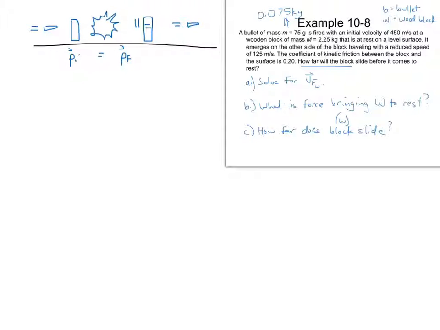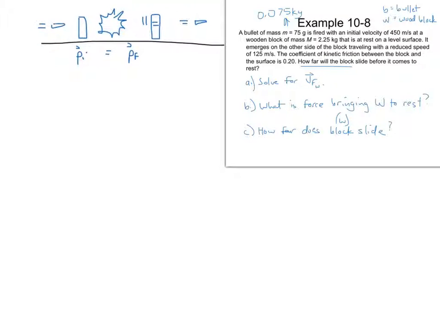Okay. So that's going to be mass of the bullet times velocity initial of the bullet plus mass of the wood block times the velocity initial of the wood block, which you already know what's going to happen to that, right? Because the initial velocity of that is 0. That is going to be equal to mass of the wood block times the final velocity of the wood block. That's what we're solving for, right?